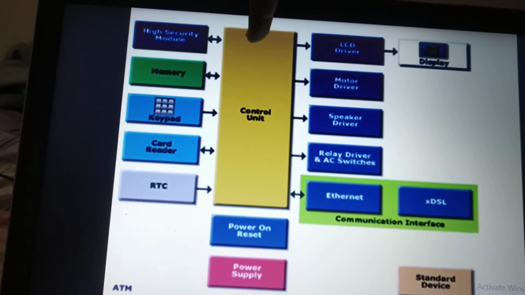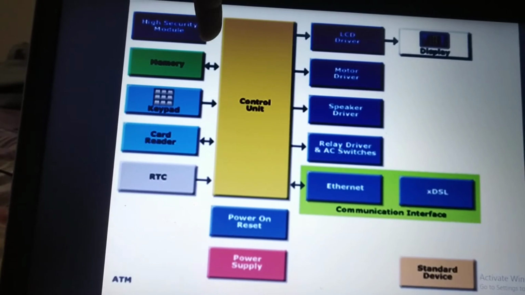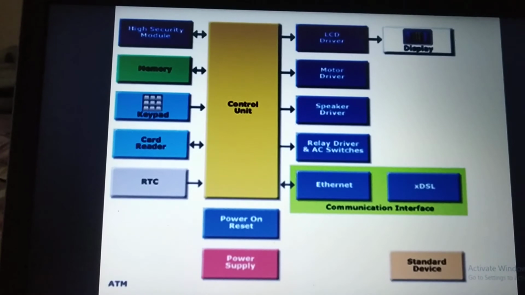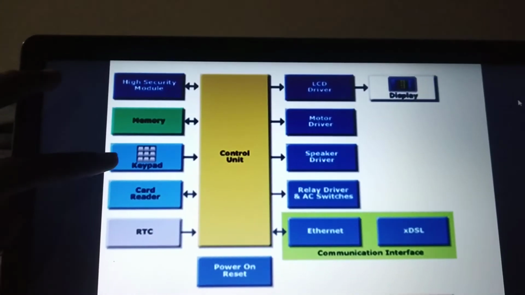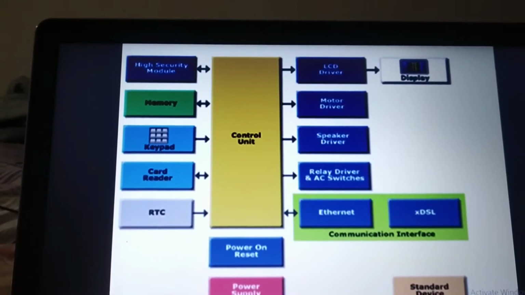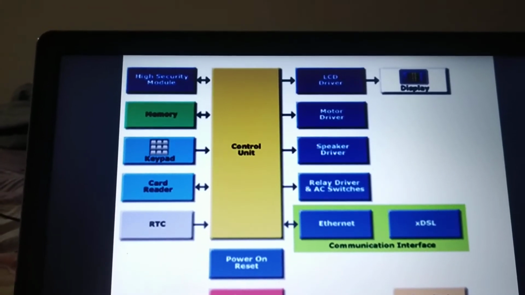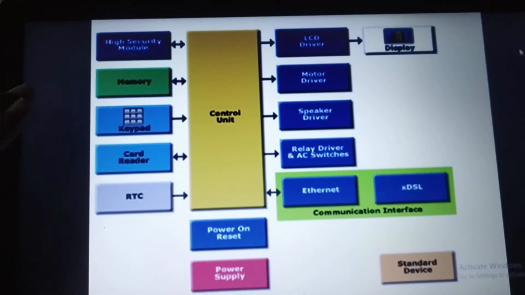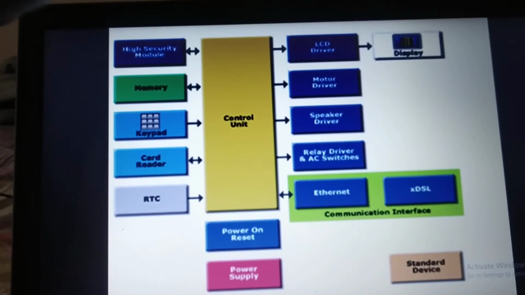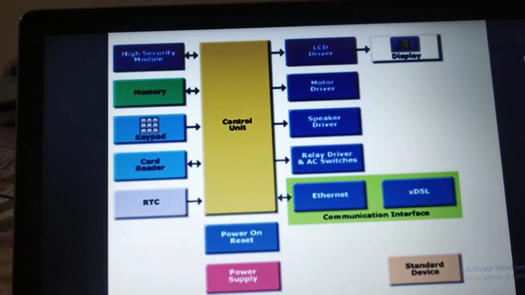The control unit provides a high security mode; it is used to control the security processes. You have a memory unit, which is used to store and record the data. The keypad unit acts as an input. The card reader is used to read your ATM card. The real-time clock is used for providing the clock signals. Through that we can connect your ATM machine to all the external peripheral devices. And the LCD driver unit is used to connect the display, through which we get the output from the display.